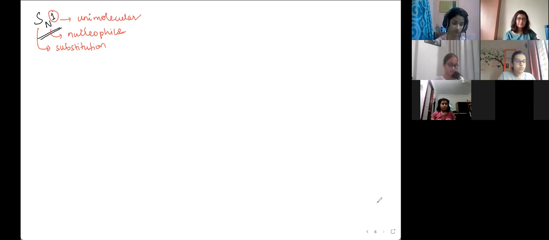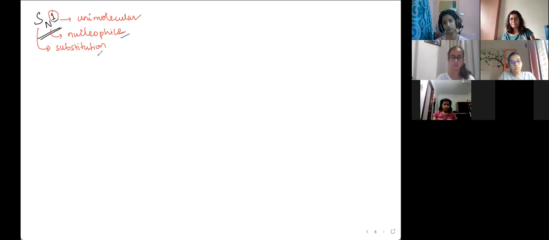So basically, exact same as SN2. This is a substitution reaction by a nucleophile. Like, what are they substituting? The nucleophile substitutes, in such a way that only one species decides the rate of the reaction. Only one species is present in the rate determining step. Now that rate determining step gets more important in this case, because SN1 happens in multiple steps.